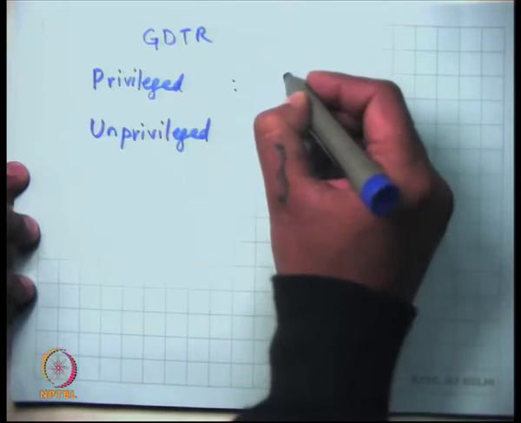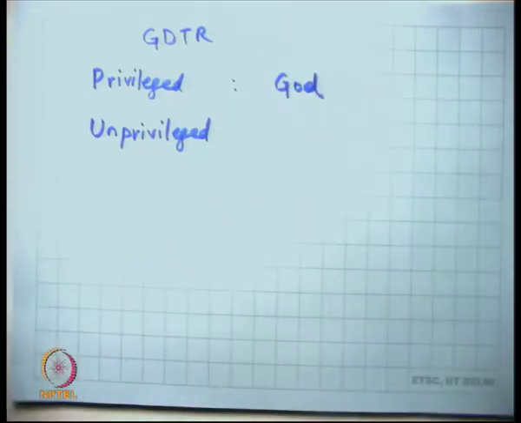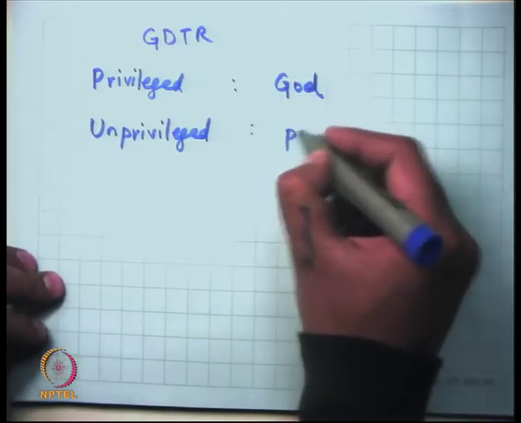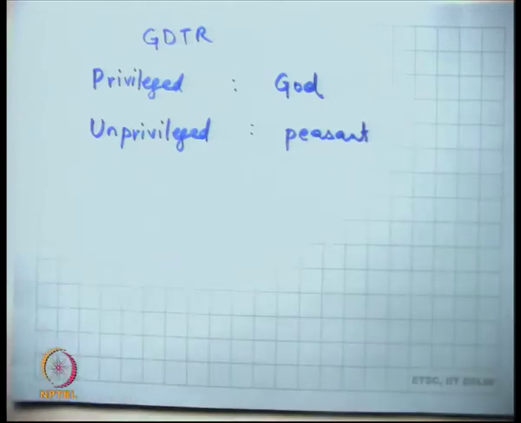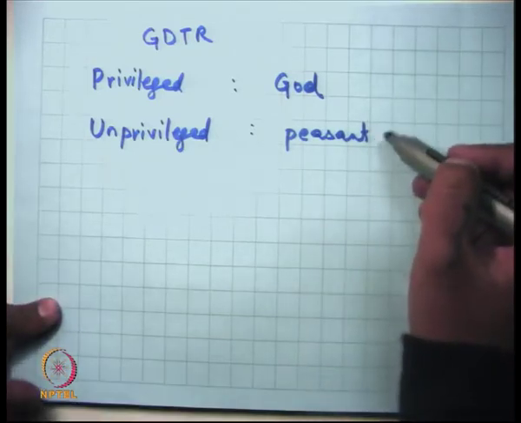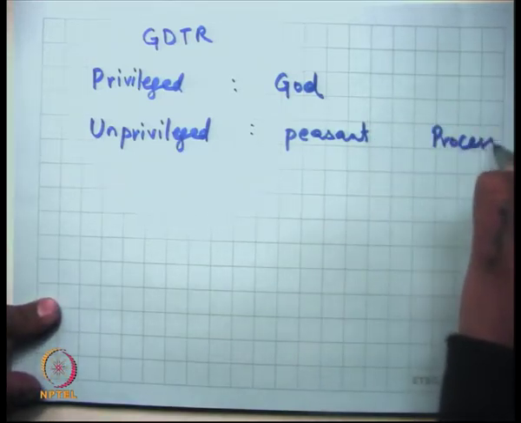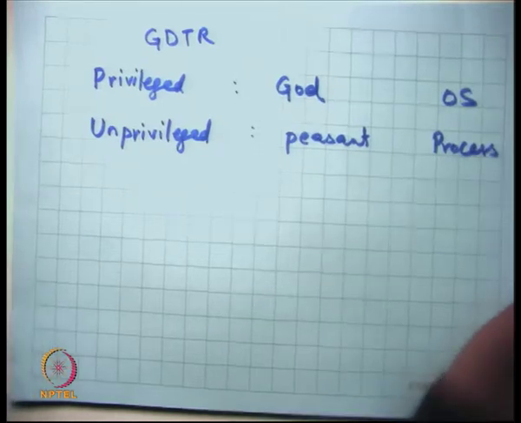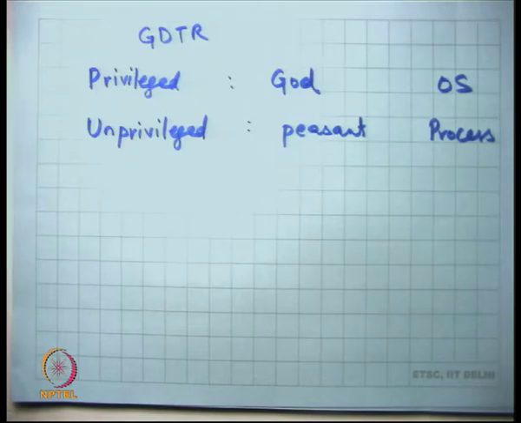Right? Privileged mode is the God mode, can do anything, right? If you are running in the privileged mode, you can do pretty much anything. Unprivileged mode is the peasant mode, where the God tells you exactly what you are allowed to do. Now the process runs in the peasant mode, and the operating system itself runs in the God mode. The hardware has certain restrictions on what instructions can be executed in God mode and cannot be executed in peasant mode. There are certain instructions that can be executed in God mode, but cannot be executed in peasant mode.